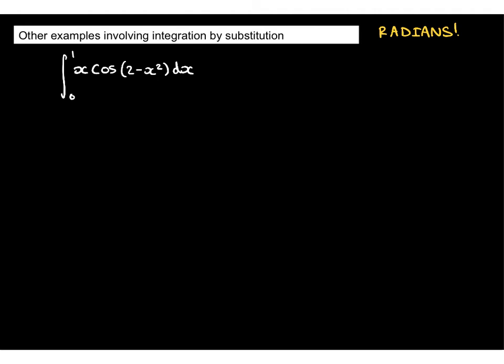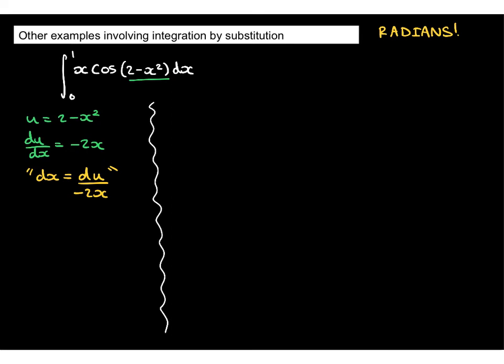Now, look at the inner function here. u equals 2 minus x squared, and of course, when you differentiate that, we'll get negative 2x. So you can start to see how this will rearrange and how a cancellation will occur. Now, we also need to make sure we change the limits.